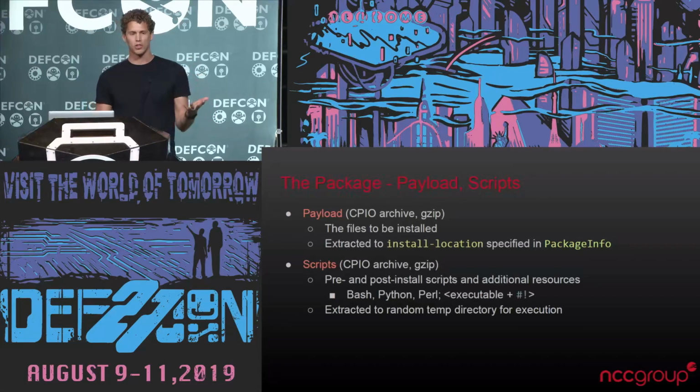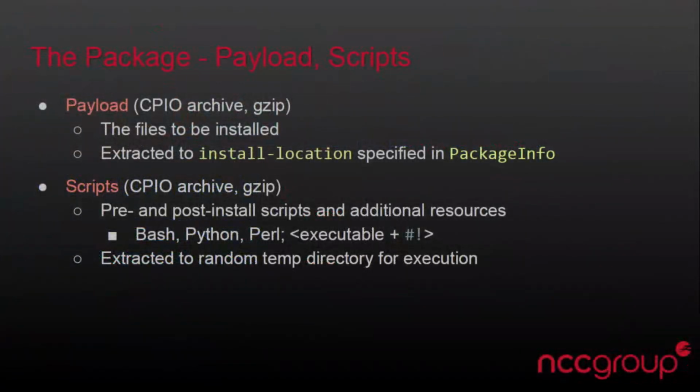You have the scripts, if there's any scripts to be run before or afterwards, same type of archive, cpio archive. You have pre-installation and post-installation scripts, but really this can contain any executable file that has an appropriate shebang at the first line. So it's typically bash, Python, Perl. This gets extracted by the installer into a random directory and gets executed from that location.